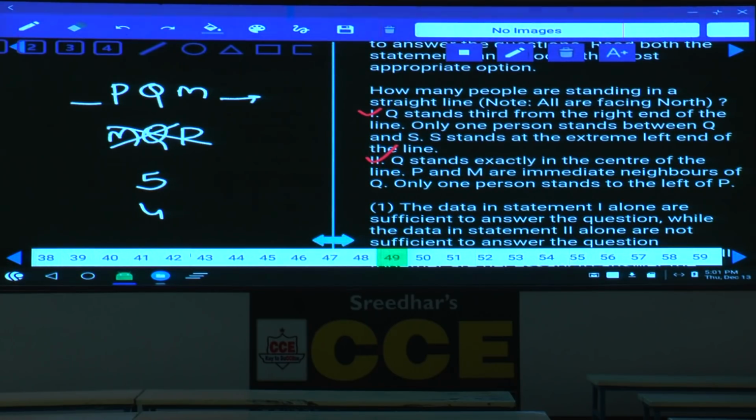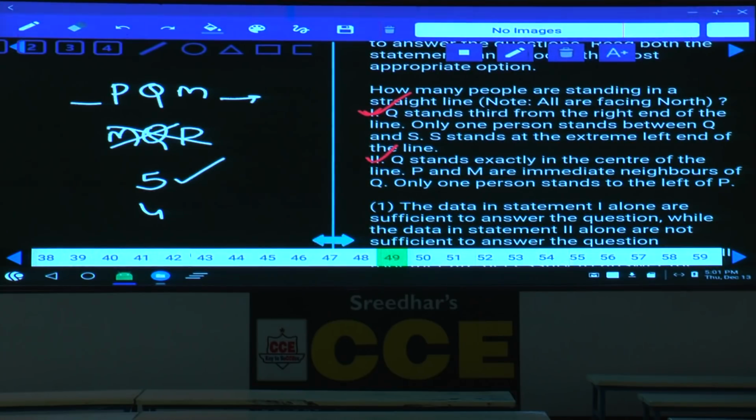With the help of condition number 1, tell me how many persons are there? There are 5 persons. And with the help of condition number 2, we are having only 4 persons, isn't it? Then, as 5 persons and 4 persons, can we have 2 different answers like this? Tell me, is the answer possible? Yes, we can have. Why? Because with the help of condition number 1, we are having only 1 answer. With the help of condition number 2, we are having only 1 answer. These 2 answers need not necessarily be the same. Clear?